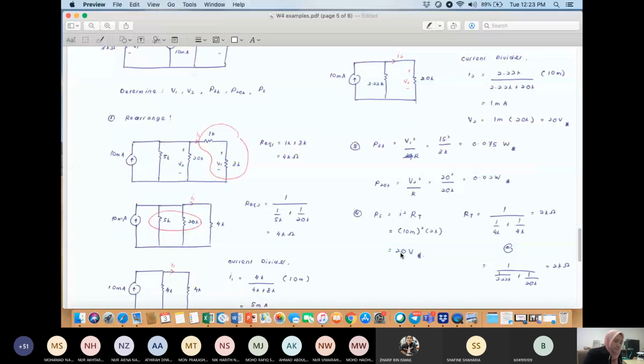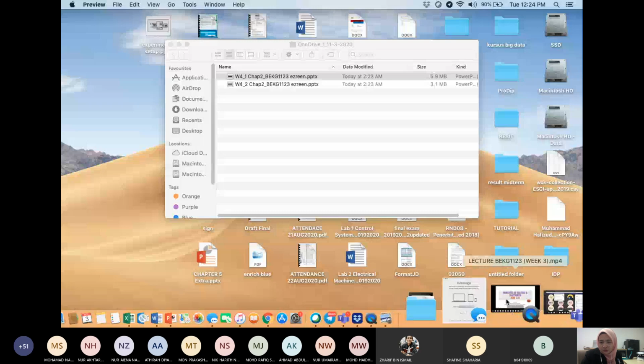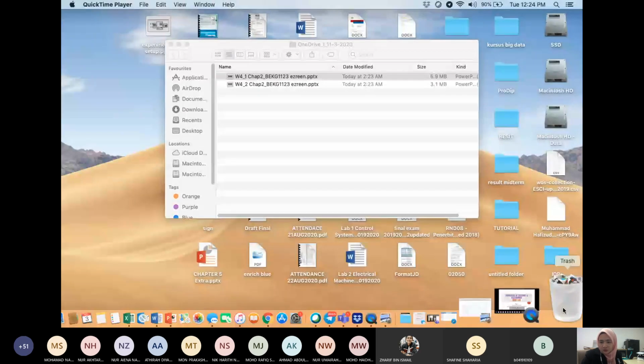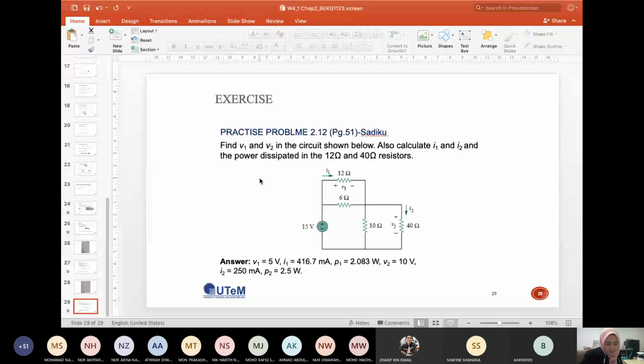Okay, so any question? We have the last practice problem, but this one I want you to do by yourself. The final one, practice problem 2.12 at page 51. The final answer, you already have it here: V1, I1, P1, V2, I2, and also P2. So please do this practice problem 2.12. If you have any question, you can ask in the next class on Thursday. This week we will have class on Thursday.